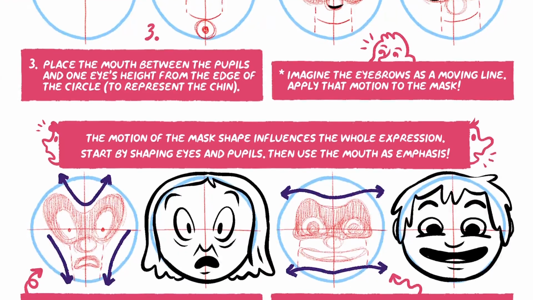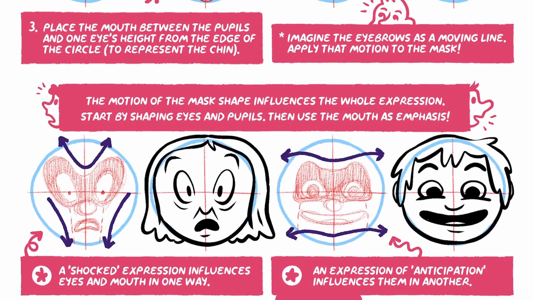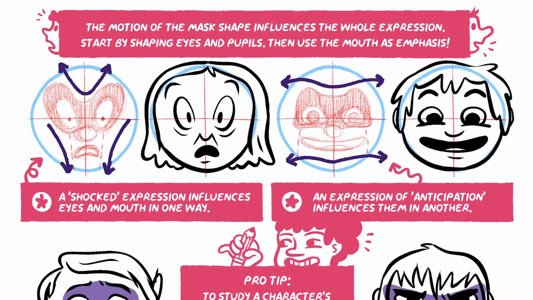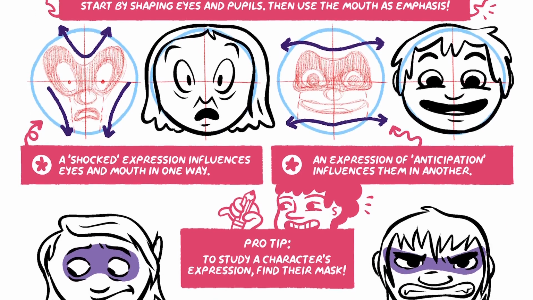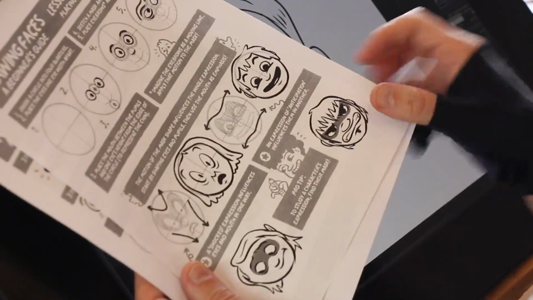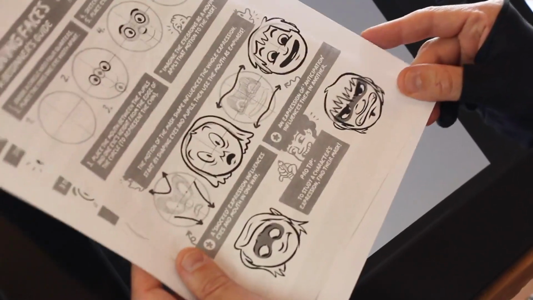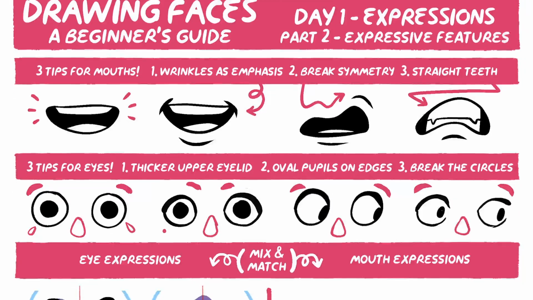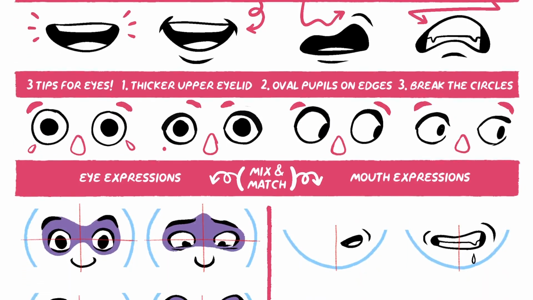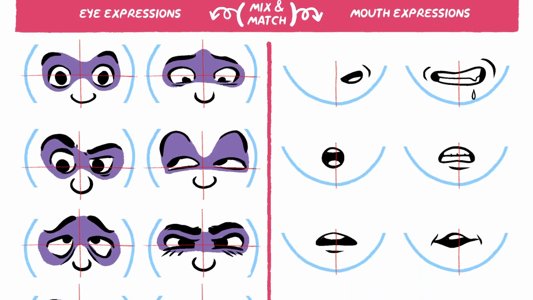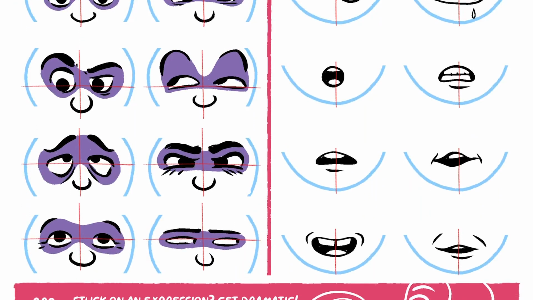Now, I've created some great print resources here for you that cover all the main topics I just talked about. So you can download these and print them out. They cover placement of the features, using the mask, some example expressions, looking for masks in other artists' artwork. Now here's the fun stuff. Here's a little extra sheet on examples of types of eyes that are expressive and mouths. And you can mix and match them as you practice your expressions.